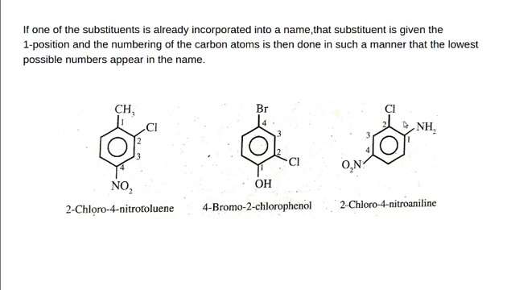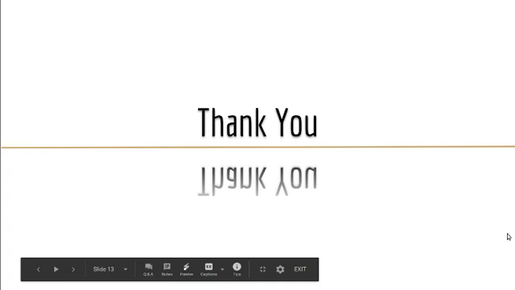This is a derivative of aniline. So the possible way of naming the other substituents is only in this way. If we name this compound in this way, 1, 2, 3, 4, 5, 6, then the substituents will get 1, 6 and 4 positions, and the sum will be very high. So always the incorporated substituent should be given the first number, then the other substituents should get the lowest possible numbers. So 2-chloro-4-nitroaniline. These are the namings of polysubstituted aromatic compounds. Thank you.